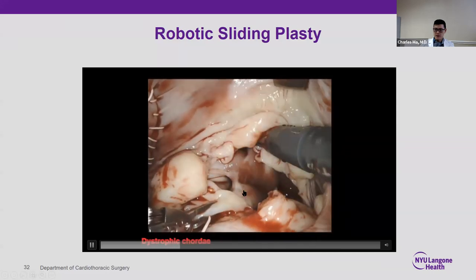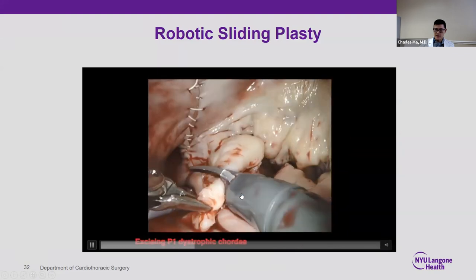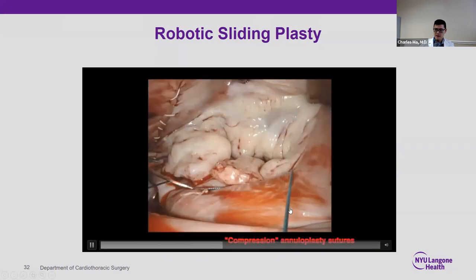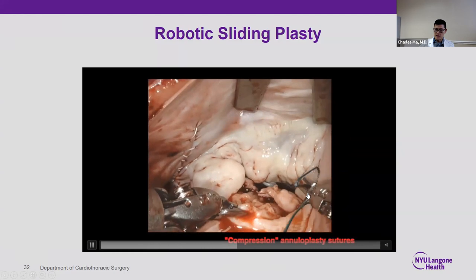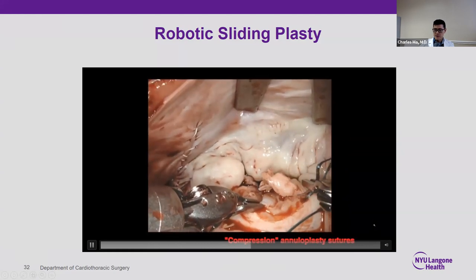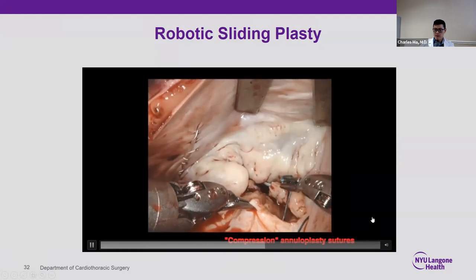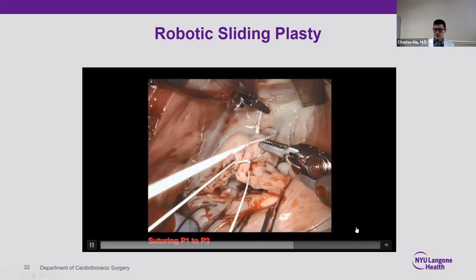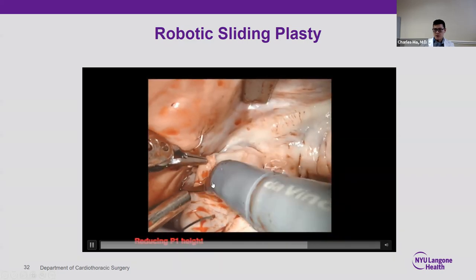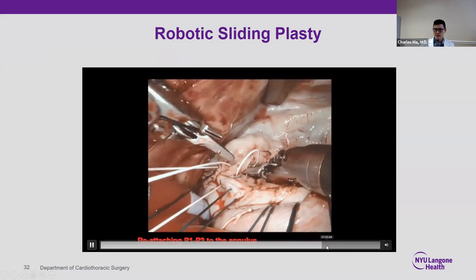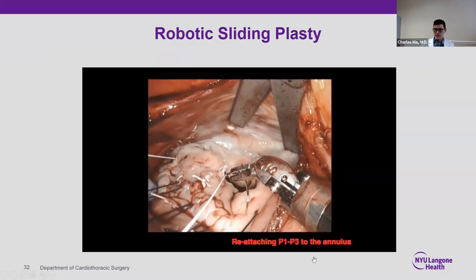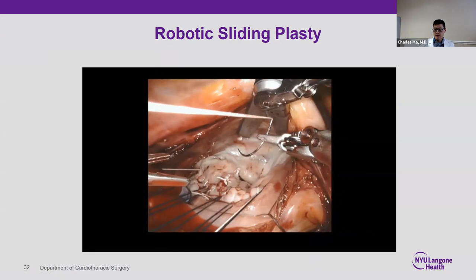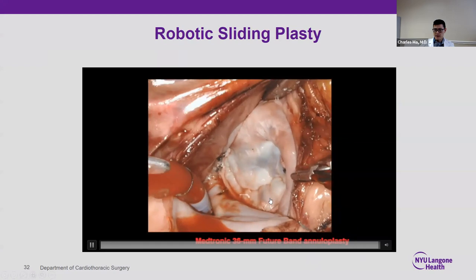We'll resect tethering cords in the subvalvular apparatus, perform an extensive reduction of the height of P2 and or P1 and P3, and then perform a reconstruction of the residual posterior leaflet tissue. Here we're sewing back the free edges of the remnant leaflets with the robot instruments. There's more height reduction here. Wasn't happy with the height of the posterior leaflet. And then reattaching the leaflet to the annulus with primary sutures repair technique. And then putting in the posterior band and having a competent repair.